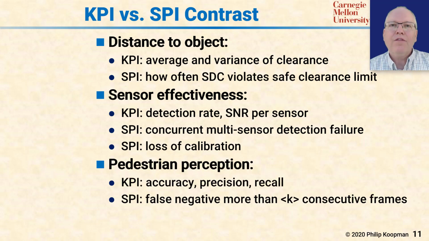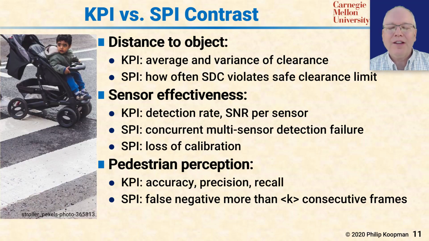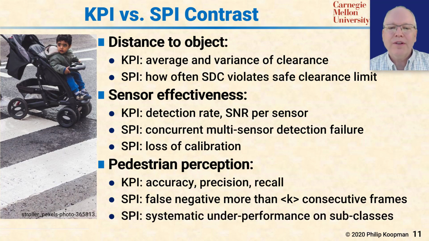For pedestrian perception, KPIs are probably accuracy, precision, recall, things like this, the usual suspects that you see when measuring perception. But SPIs are much more about false negatives. For example, if I have 10 or 20 false negative frames in a row, that may make my target tracker misbehave because it assumed you'll only drop 1 or 2 frames in a row. And so the SPI is about whether you've invalidated the argument for why your pedestrian perception is safe, which is a little bit different than the performance.